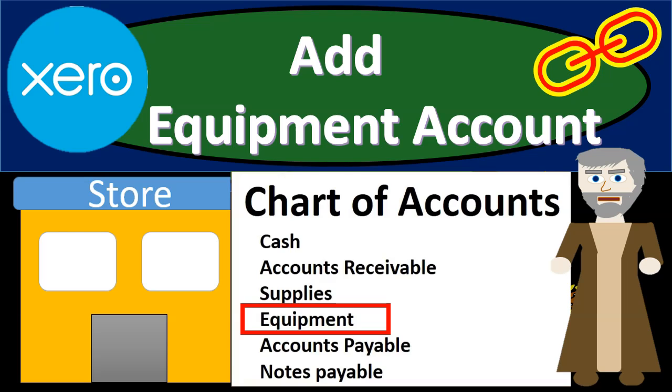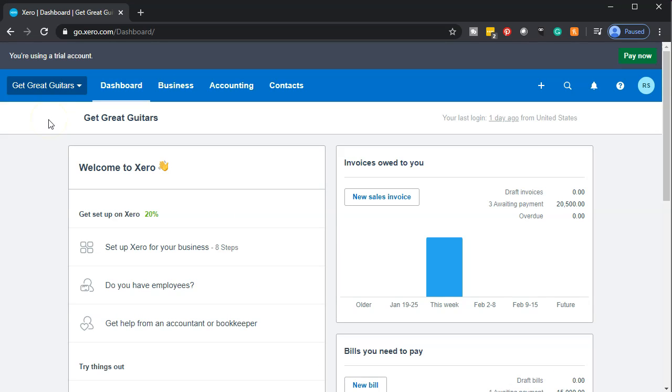In this presentation, we will set up an account related to equipment and the related opening balance for it. Let's zoom into it with Xero. Here we are in our Get Great Guitars file.